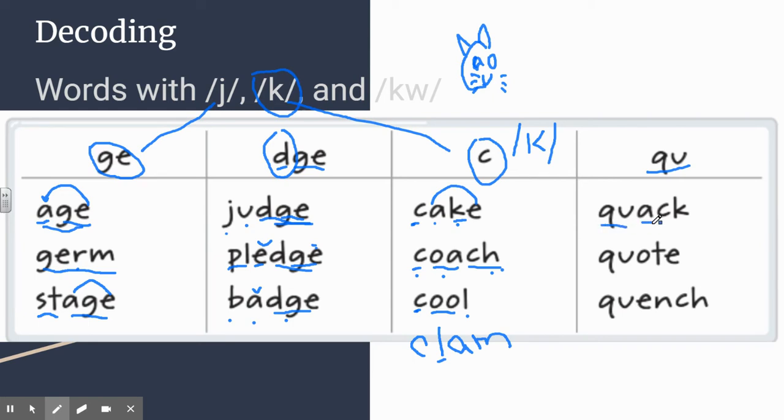Kwa, a, k. Now, when I have the k sound at the end, if there's a short vowel before the k sound, and there's 1 syllable, quack. Put your hand under your chin. Quack. The number of times that your chin drops down, that's the number of syllables, remember? Quack has 1 syllable, 1 short vowel sound, and the A says ah, so we spell the CK digraph at the end for the k sound.